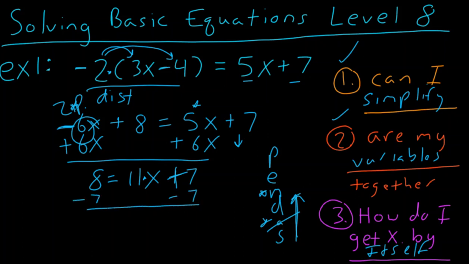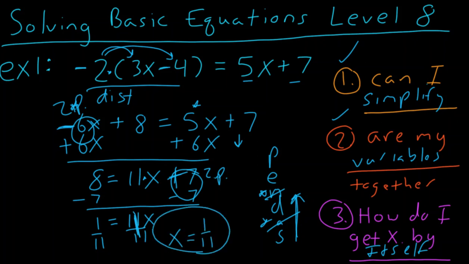Oh, this is pretty nice. 8 minus 7, we all know that. That would be 1 is equal to 11x. We circle our zero pair. Don't get lazy on me. And now we have 1 equals 11x. And notice I now get rid of my multiplication by dividing both sides by the coefficient in front of x. And once that reduces to 1, we say x is equal to 1 over 11.